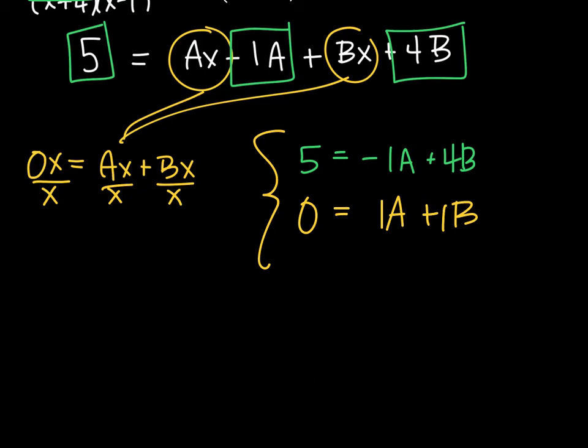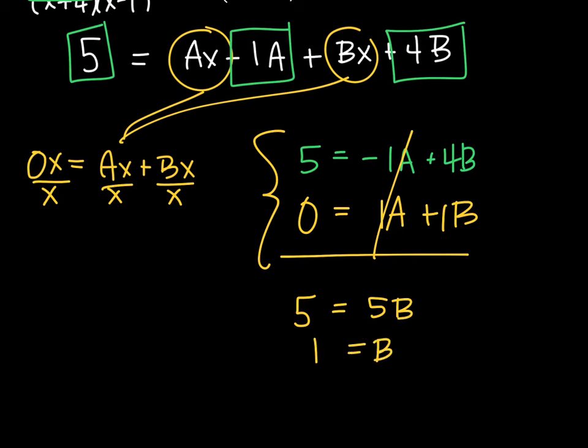Now you have a system. And it is set up beautifully for what kind of method? Yeah, elimination is set up perfectly because you've got a negative 1A and you have a positive 1A. So let's eliminate. Cancel them out. That will give me 5 equals 5B. So B must be equal to 1.